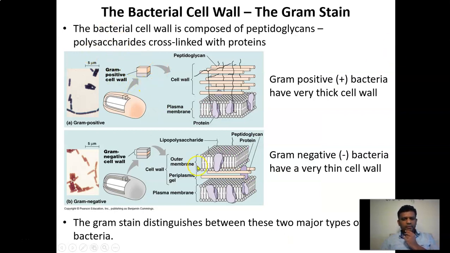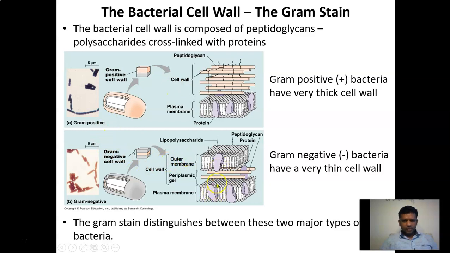So different bacteria have different kinds of cell walls. Some bacteria, for example, have really thick cell walls outside their plasma membrane or cell membrane. And these bacteria tend to take up and keep a lot of stain, and therefore they end up looking purple when you do gram staining. And these are called gram-positive bacteria.